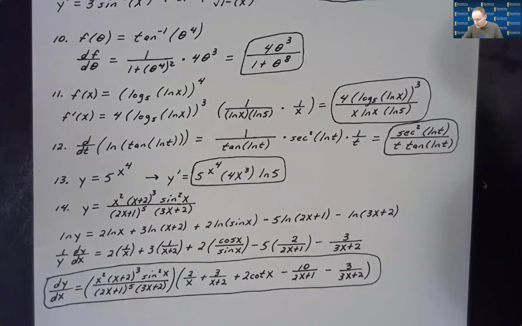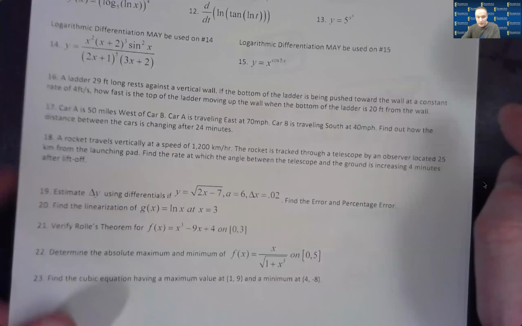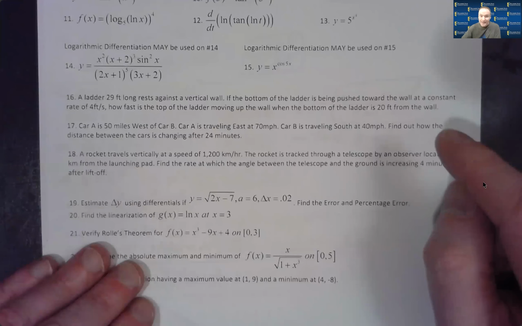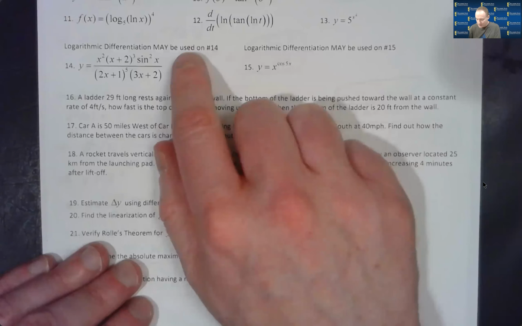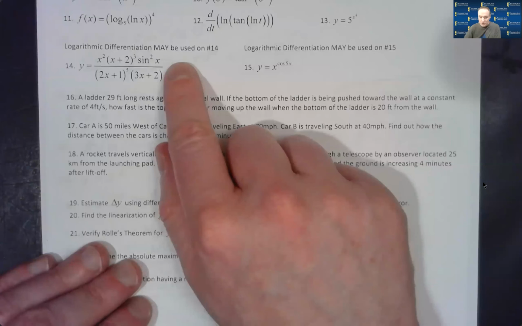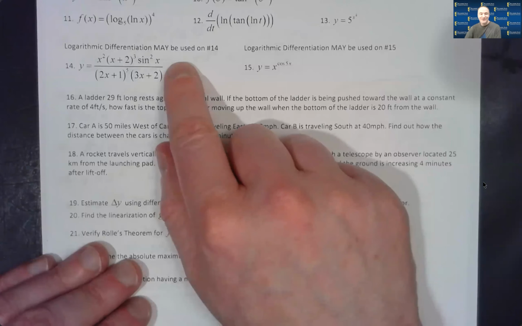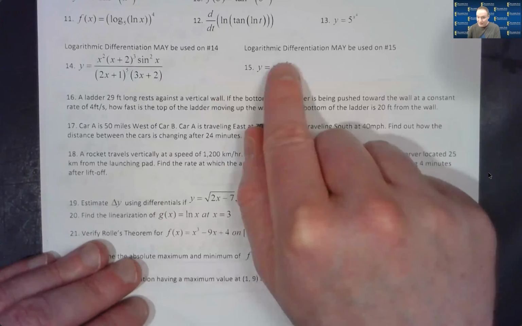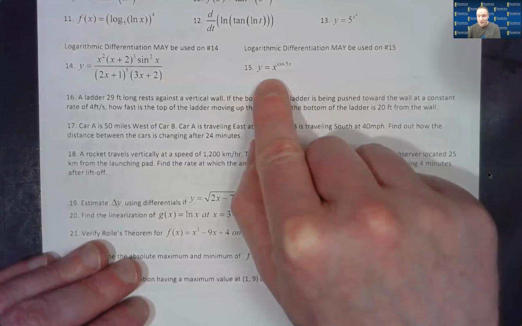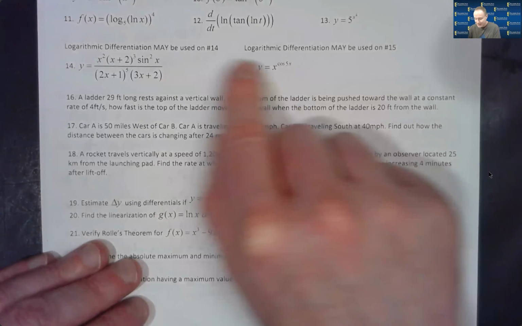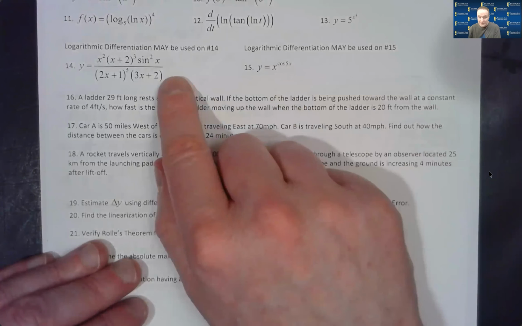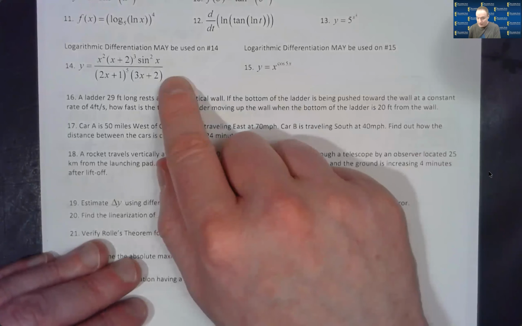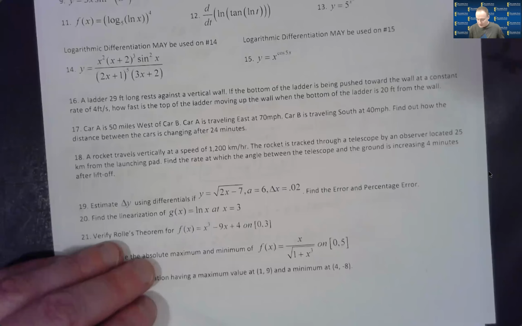Now we get to the problems in which I will tell you on the test that you may use logarithmic differentiation. Let me strongly urge you that you should use logarithmic differentiation. In fact, in 15, there's no way to get to the solution unless you use it. In 14, you could do a ridiculously long quotient rule problem and get to it, but it would not be the wise way to work the problem.